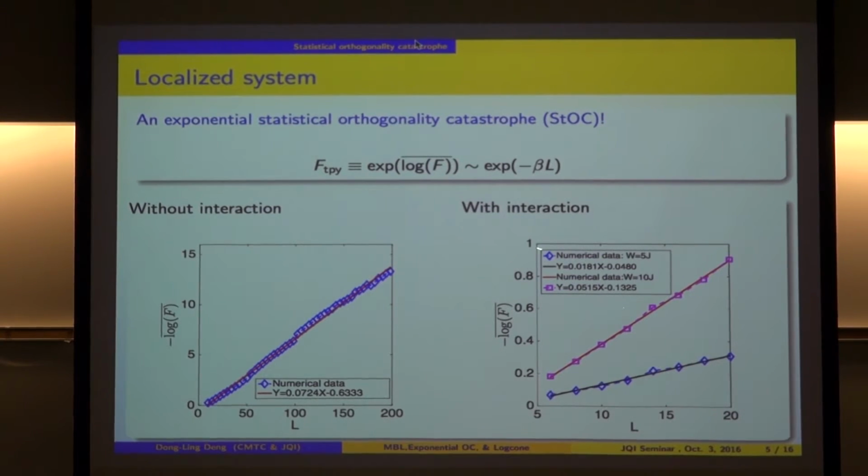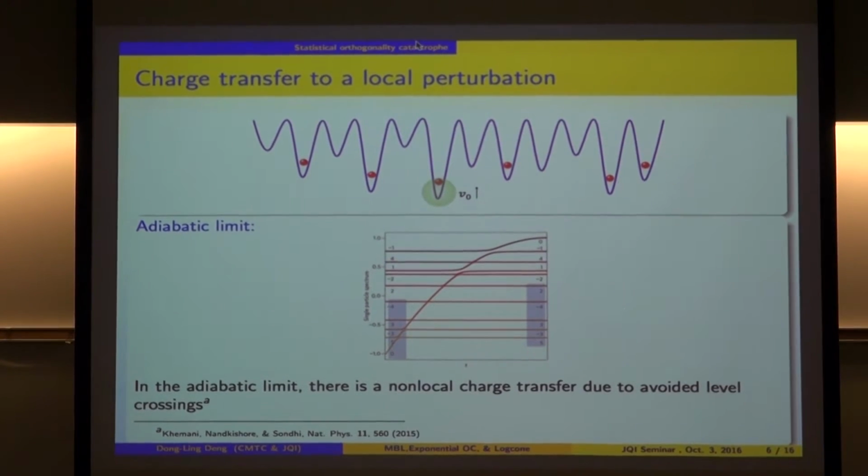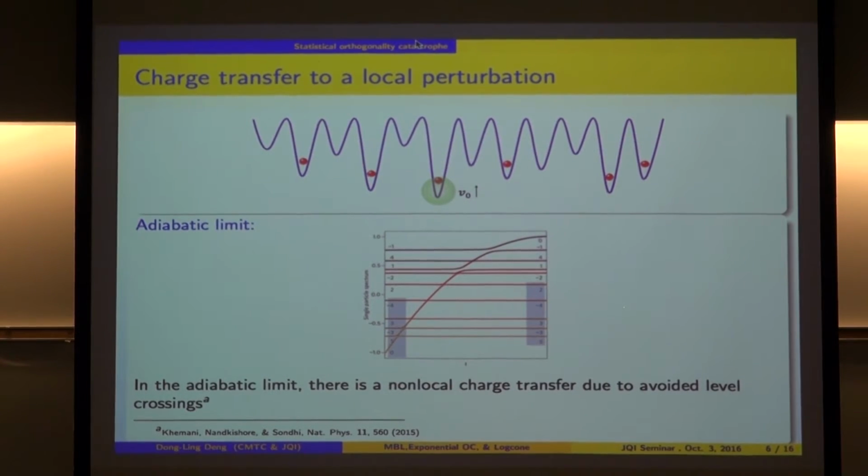We also did some exact diagonalization for the interacting case. We can also see the linear scaling with system size. That means we indeed have an exponential orthogonality catastrophe. Then how do we understand these results? Let's get some intuition from the non-interacting limit.